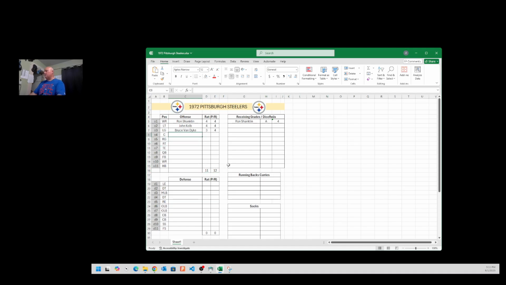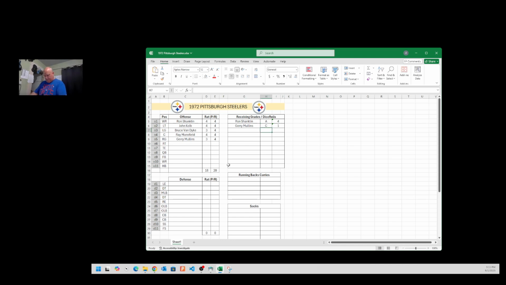Ray Mansfield. He is a 4. Jerry Mullins, no relation. Spelled with a G. He is a 3-4. He's also a C1. So we're going to type him in here. He is exactly the same as Jim Otto for the Raiders.